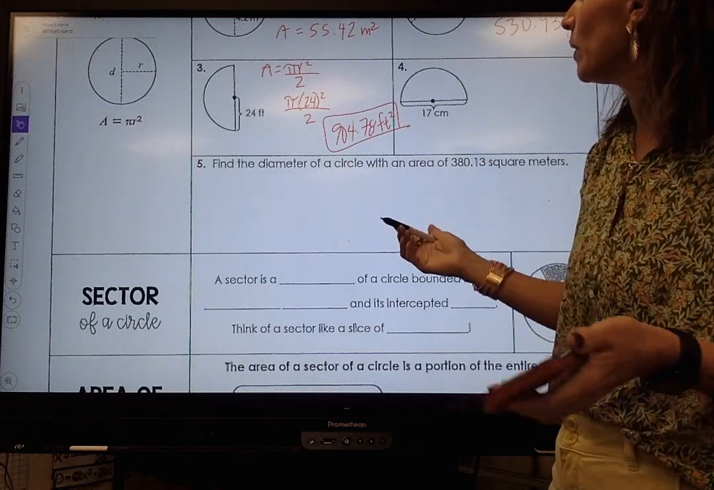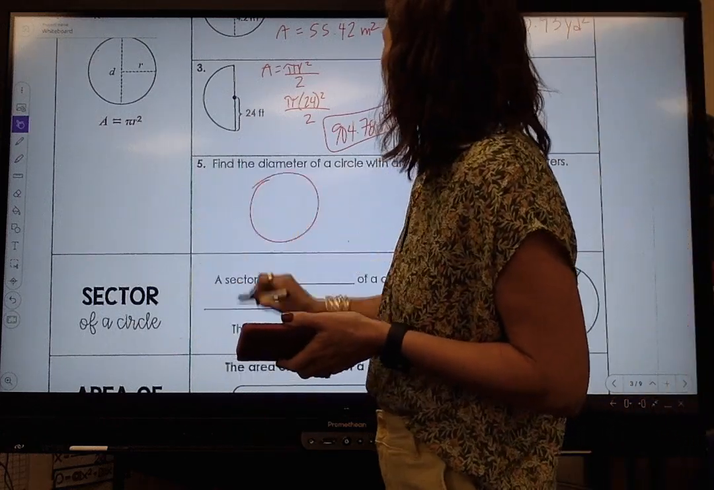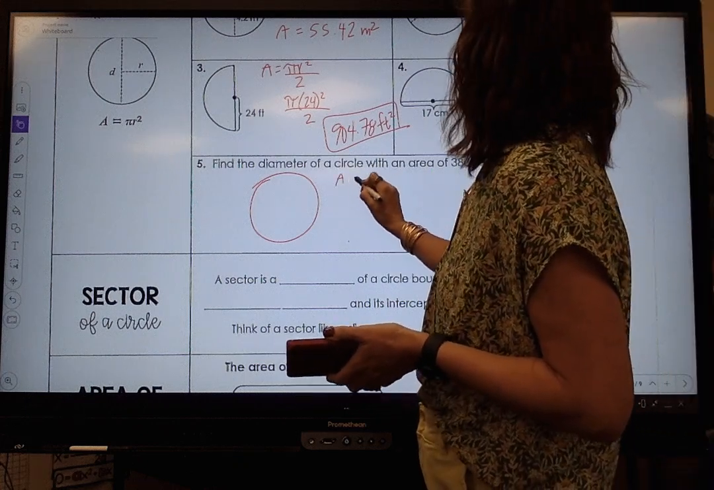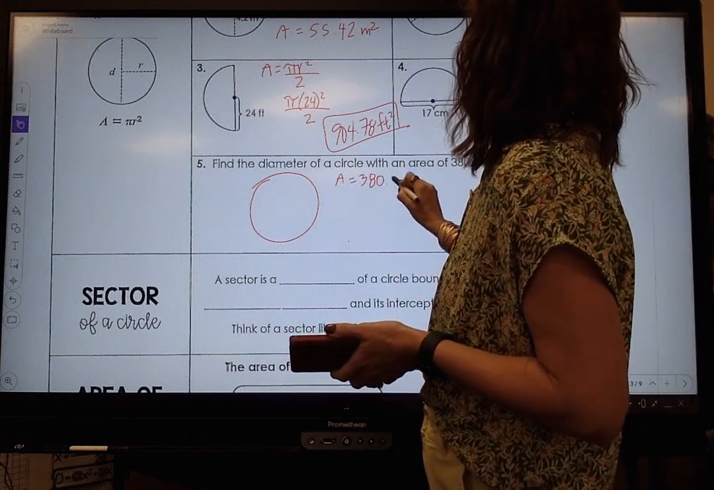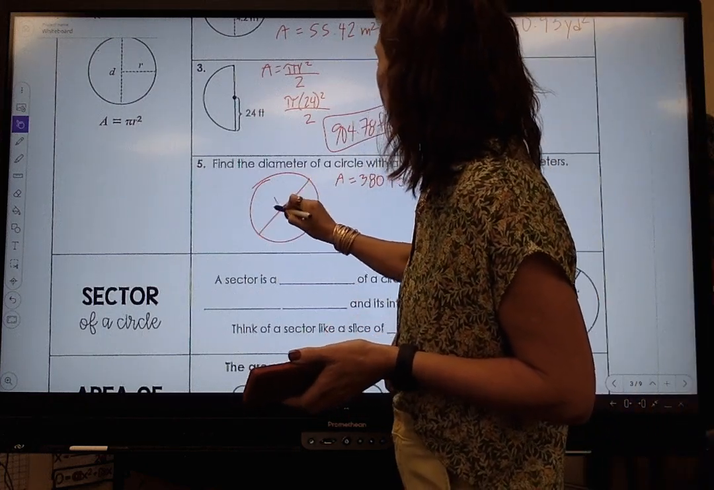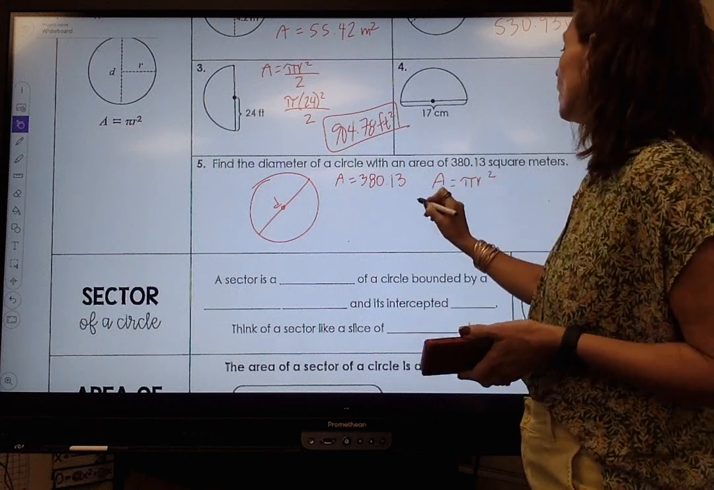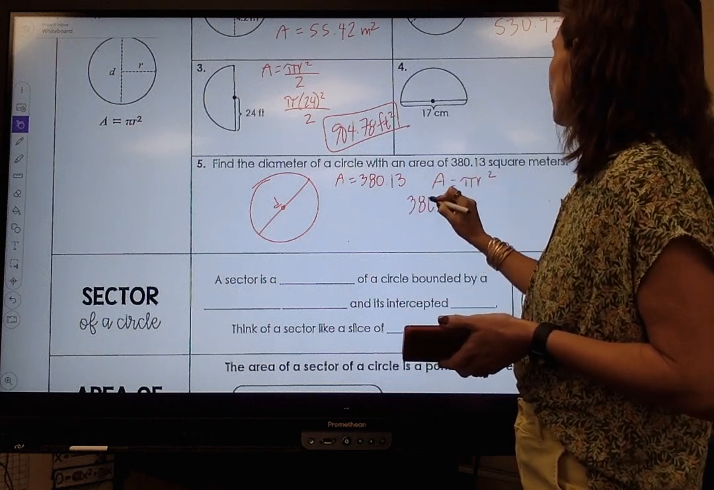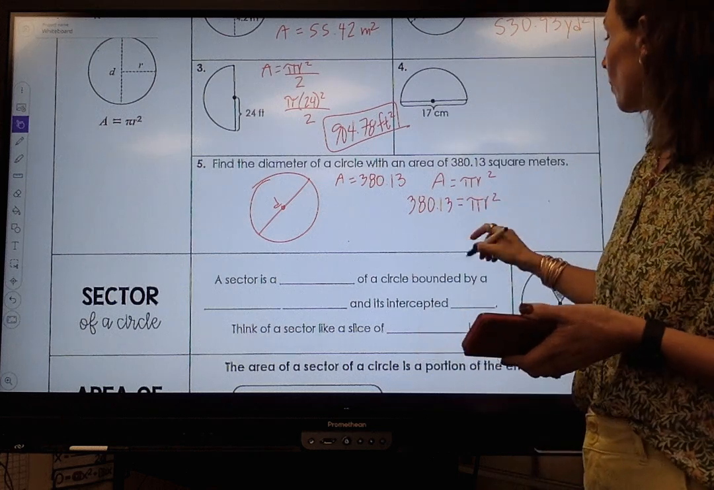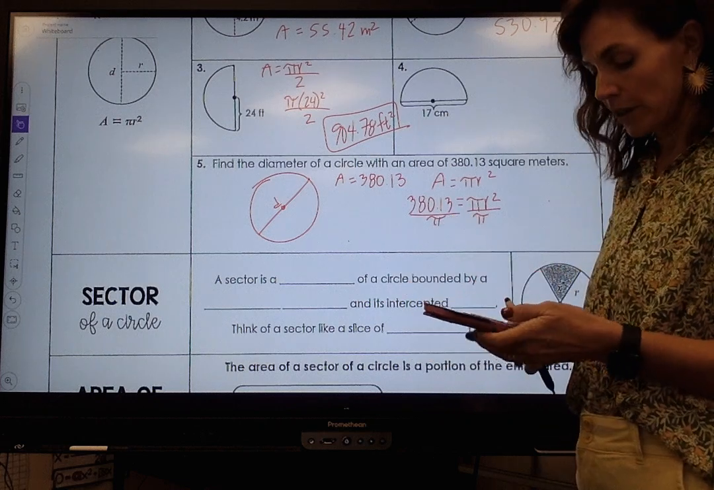Now, on this one, if it doesn't give you a picture, draw it. It takes no time to draw a picture of a circle. So there's my circle. I know that the area is 380.13 square meters, and I need to find the diameter. So I'm looking for the diameter. So area equals pi r squared. So my area is 380.13 equals pi r squared. So to get r by itself, I divide both sides by pi.